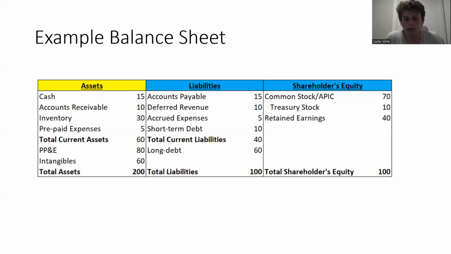Let's say that my accrued expenses goes down by 5. That basically means that I have paid expenses that I've owed, right? So my cash is going down 5, and my accrued expenses is going down 5.